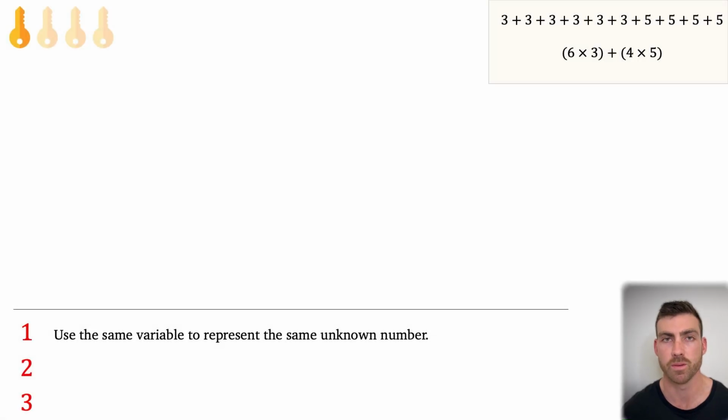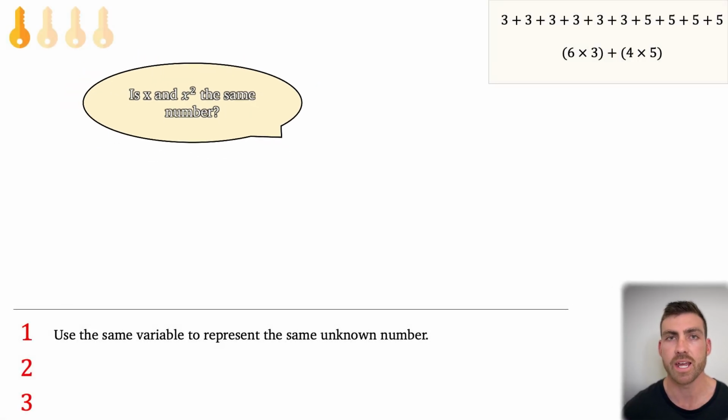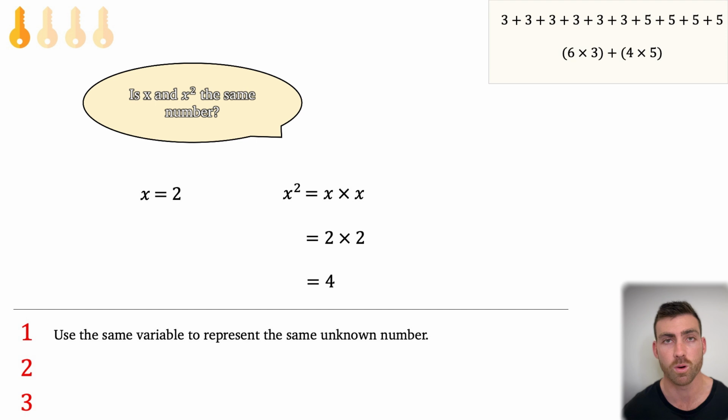Here's our next problem. Is x and x squared the same number? They do have the same letter, but let's imagine if x equals 2. Then x squared is x times x, which will equal 2 times 2 being 4. They aren't the same number. Therefore, the second rule, to know if an unknown number is the same, is same variable, same power.